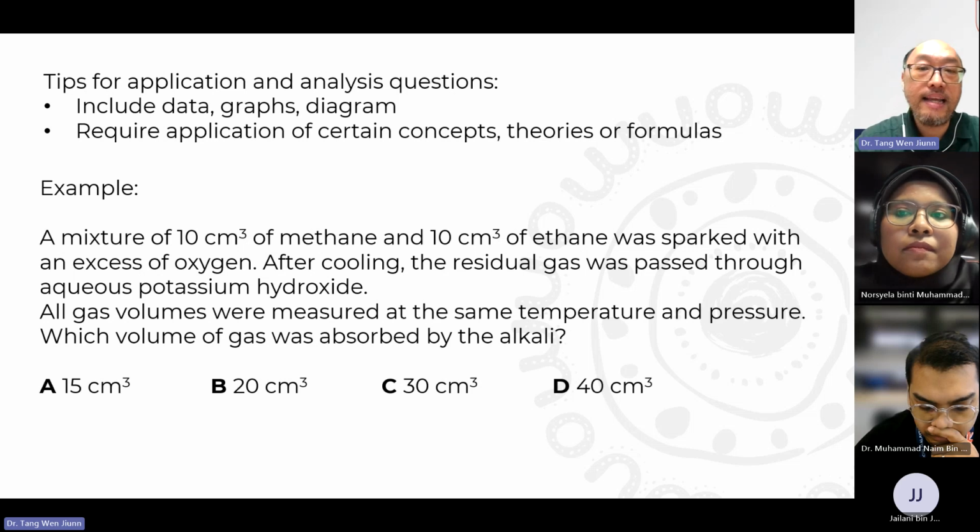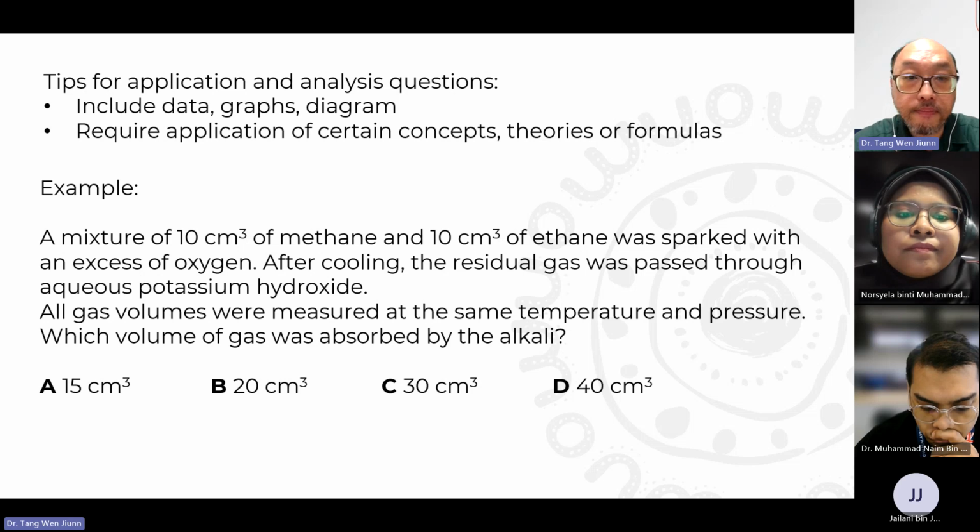So you can see they need concepts and theories before they can answer the question. Okay, so this will be the so-called MCQ questions that require application. Okay, so that's for MCQ questions.